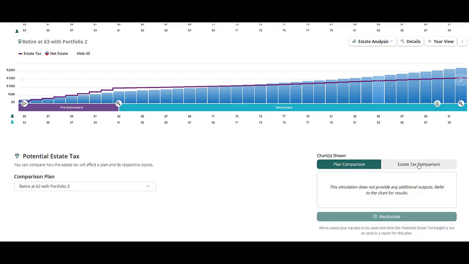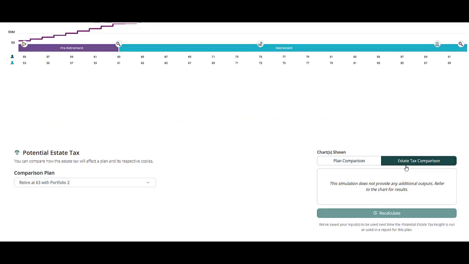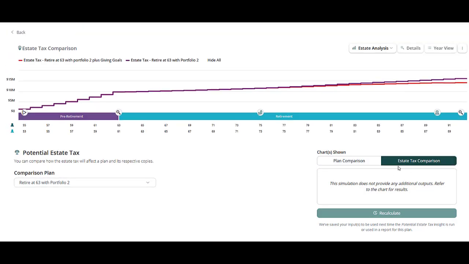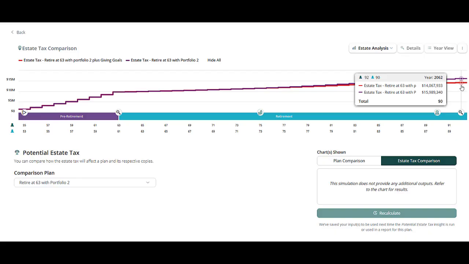Another thing that I like to use is the estate tax comparison. I find that this is the easiest way to see this. You can just hover over any year in the chart and see what the estate tax outcome would be and how that charitable giving and the giving to the child would affect the estate tax outcome. So you can see here we've got almost $2 million in estate taxes saved.